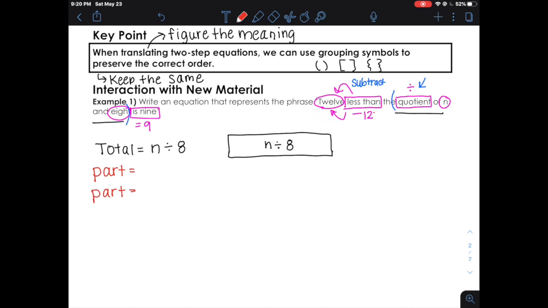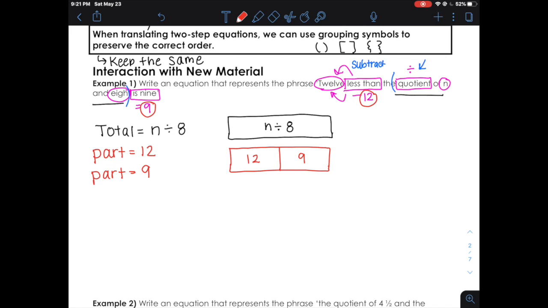Okay, then our other parts are going to be 12, the part that we take away, and then 9, our answer to the equation. So I'm going to draw a second bar, cut it into two parts, label one 12 and the other 9. Now we want to write an equation that is represented by the phrase.